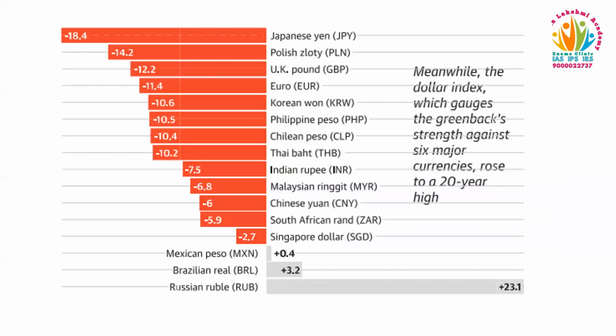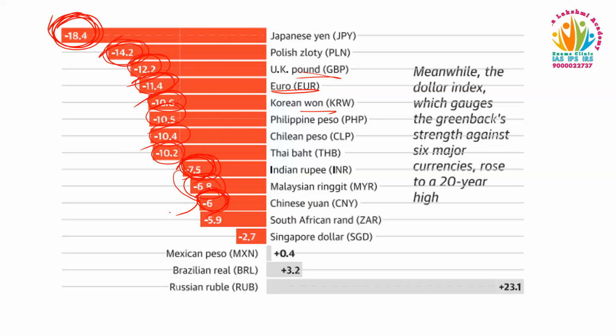See the data here, how the other nations have depreciated with respect to the dollar. See, the Japanese yen has depreciated around 18.4%, and then comes the Polish zloty at 14.2%, then the UK pound is around 12.2%, then the euro is around 11.4%, and the Korean won is around 10.6%, Philippine peso 10.5%, Chilean peso 10.4%, Thai baht 10.2%, and then comes our Indian rupee at 7.5%. And after the Indian rupee, it is the Malaysian ringgit and the Chinese yuan.